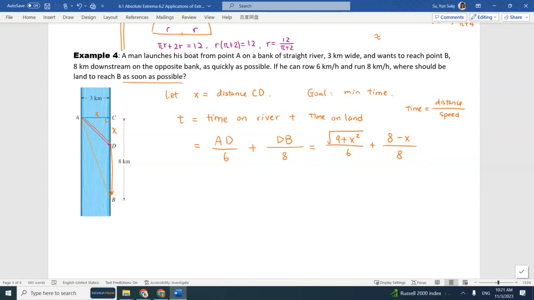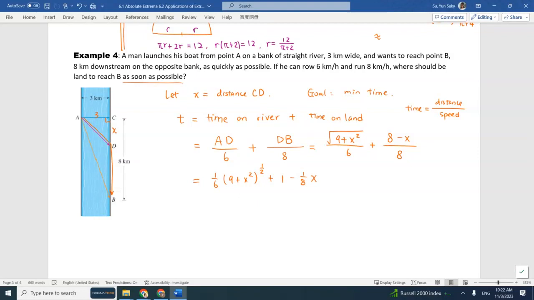All right. So we want to differentiate it. Make this into standard form. This is 1 over 6 times 9 plus x squared to the 1/2. Do you agree? Square root is the 1/2 power. And then let's split this: 8 over 8 is 1, minus 1 over 8 times x. We split them so that it's easier to take the derivative, right?